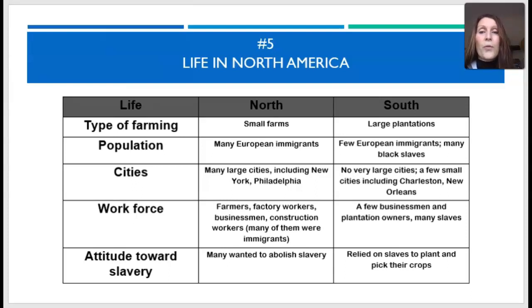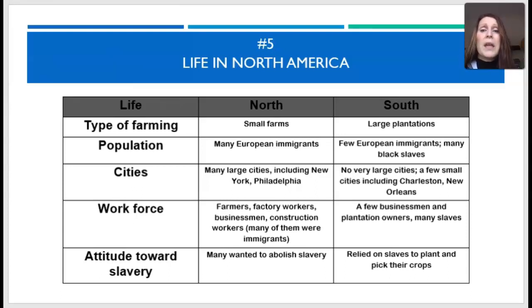And then the workforce in the North were farmers, factory workers, businessmen, construction workers, many of them immigrants, and we saw that during the Industrial Revolution time in our last unit. The workforce in the South, a few businessmen, plantation owners, and many slaves or enslaved people, people who were basically born to slavery or brought over for slavery.